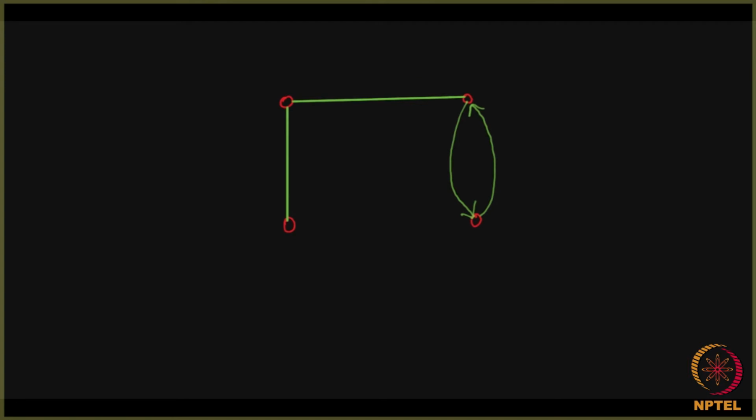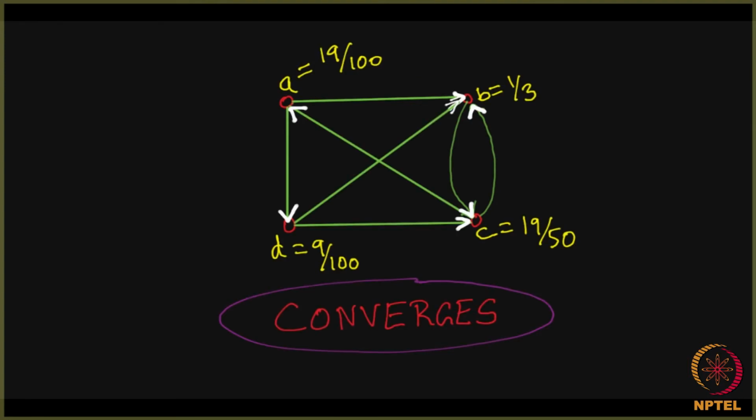Okay. So consider the graph once again and the assignment. You will observe that this is the assignment where values don't change. You can try doing it when A is assigned 19 by 100, B is assigned 1 by 3 and C is assigned 19 by 50 and D is assigned 9 by 100. The values do not change after that. And such an assignment is actually unique. And we all have seen it already. I am sort of reiterating it right now in this lecture video.